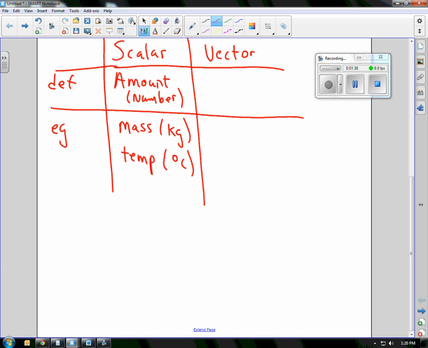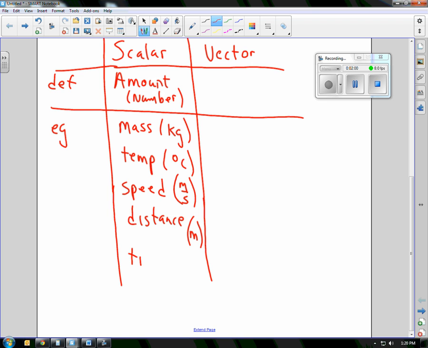In what we've been talking about right now, speed. Speed is scalar. Distance. Distance is scalar. So speed is like so many meters per second. Distance is like so many meters. Those are simply all scalar quantities. Time. Time is scalar. So many seconds. So scalar is just about quantity. It's just about a number.